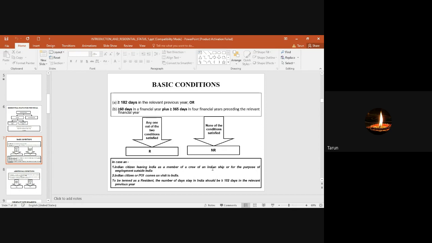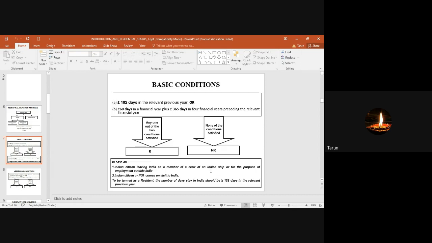So these are the particular graphs. If you can read, if any one out of two conditions is satisfied, it becomes R, which stands for resident of India. If none of the basic conditions is satisfied, he or she becomes a non-resident of India, right? Let's talk about the 2 points over here.